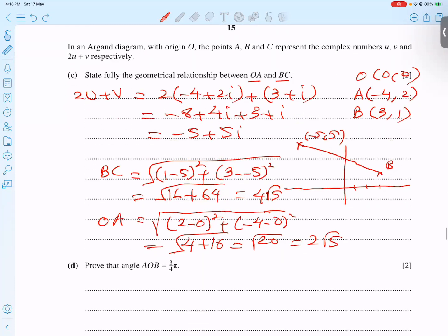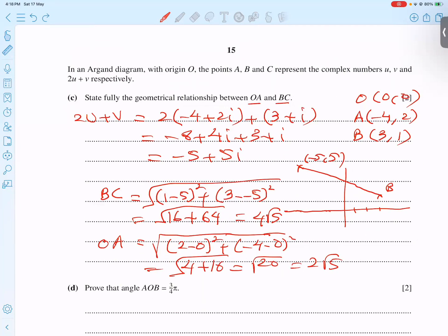So we can guess from here easily that we can express it as double. So BC is equal to 2 times OA. This is the relationship, because he was asking for a relationship. Okay, so we got it. The distance of BC is 2 times the distance of OA. So this part is very clear.